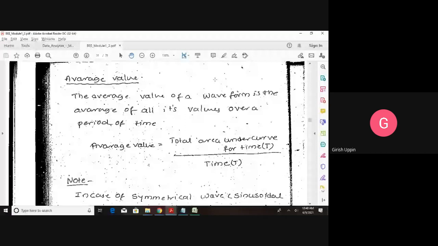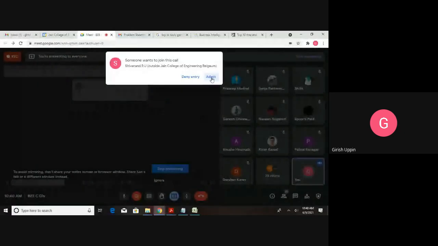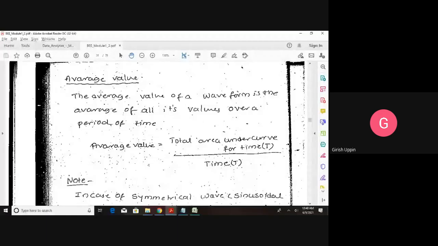That is the reason that when we are representing the average value of a sinusoidal waveform, we take only the half cycle, that is the positive half cycle. In the half cycle from 0 to pi, we take all the instantaneous values divided by the number of samples that we have taken, and that will give the average value. There is another way to calculate the average value.